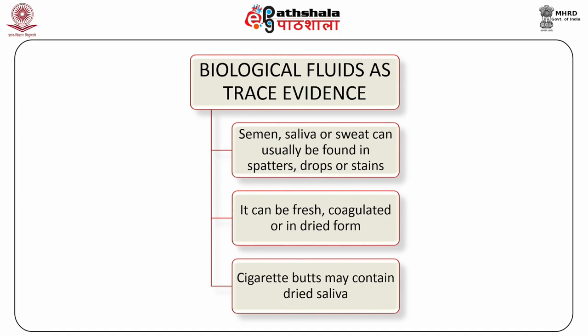Fluids. Semen, saliva, or sweat can usually be found in spatters, drops, or stains. It can be fresh, coagulated, or in dried form. Each form has its own particular method of collection and preservation. Bodily fluids such as vomit can be found at scenes involving alcohol, drugs, and poisons. Cigarette butts found at the crime scene may contain dried saliva. Semen containing sperm is particularly valuable for DNA analysis. Biological evidence must be transported to the lab quickly.